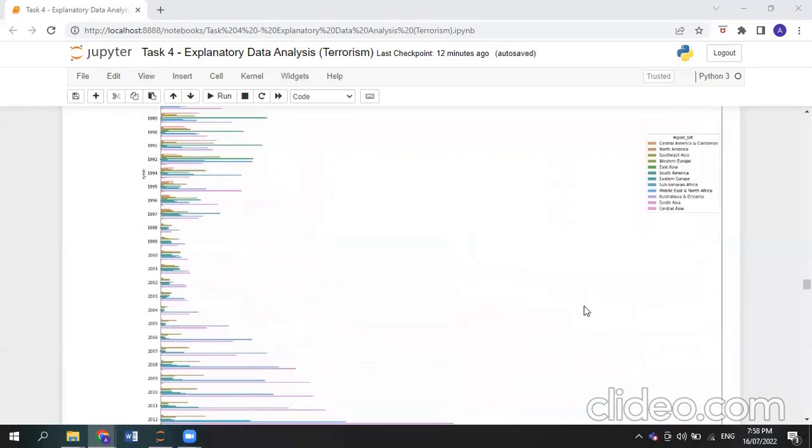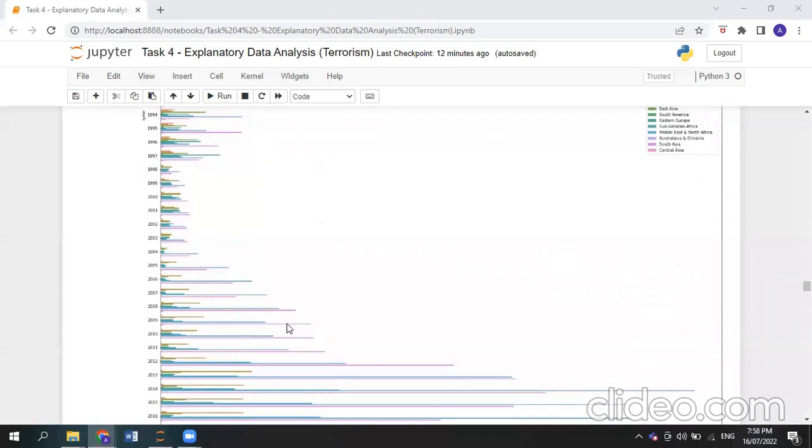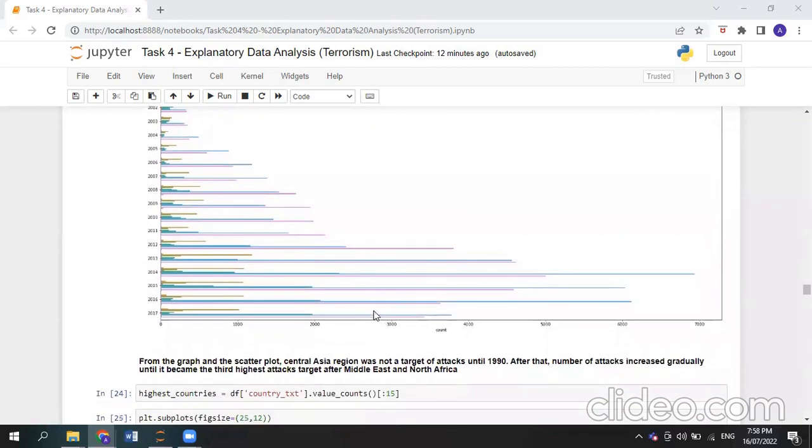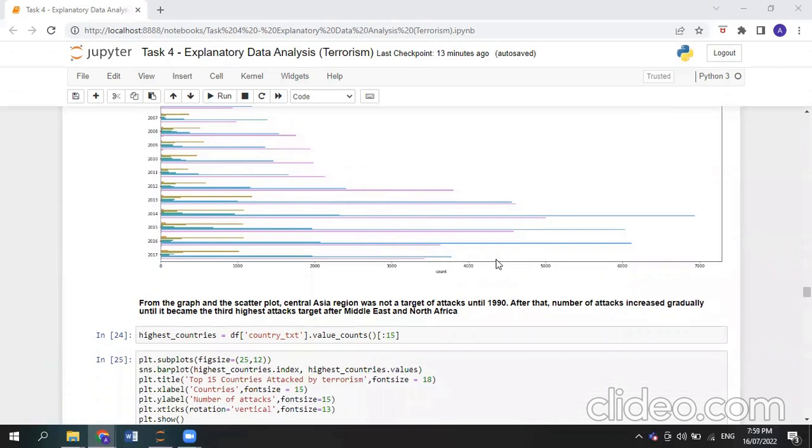We also can see that the number of attacks was very little from 1996 to 2005 and started to increase gradually since. From 2012, it increased a lot until 2016.